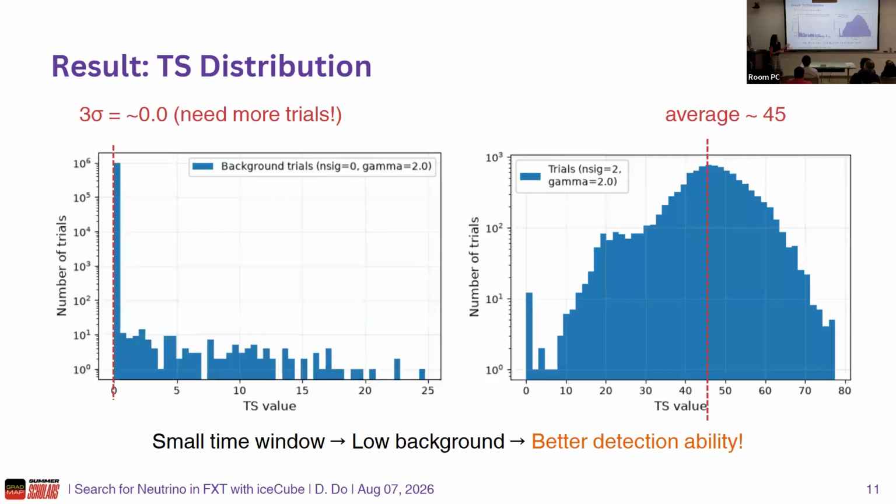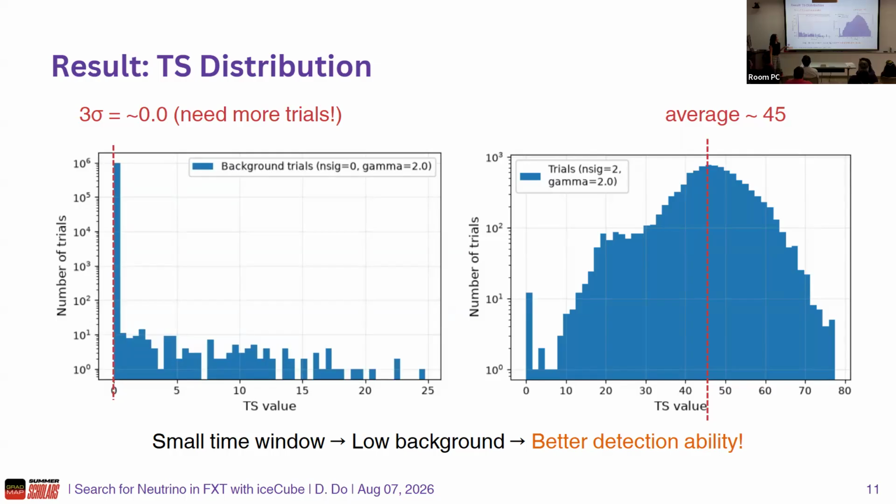On the right, this is when we force two signal events in our data set, and you can see that this gives a very different distribution. On average, we can expect the TS values to be over 45, and this indicates that we can detect a source with a very low number of signal events, because this is just 2 signals, but the TS value is very different.